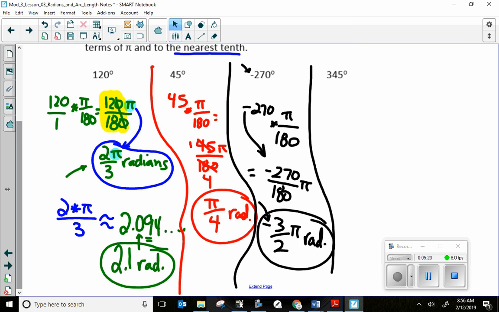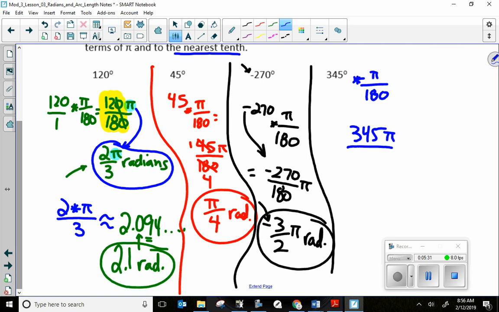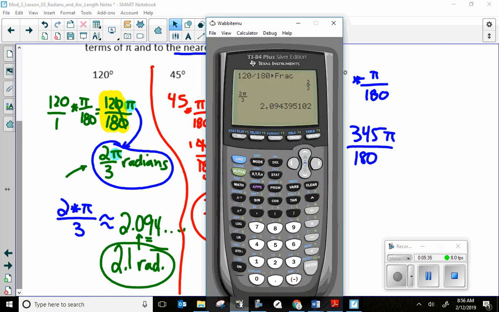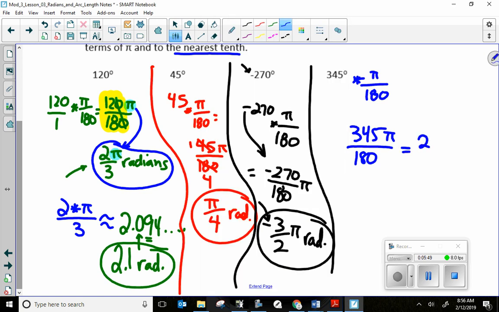345. Ooh, this is going to be interesting. I'm just going to multiply that times pi over 180. So I've got 345 pi over 180. You know what? I think I know what that is, but I'm going to use my calculator to be sure. I'm going to say 345 divided by 180, and I'm going to hit math, enter, enter. 23 over 12. Oh, wow. So 23 pi over 12.